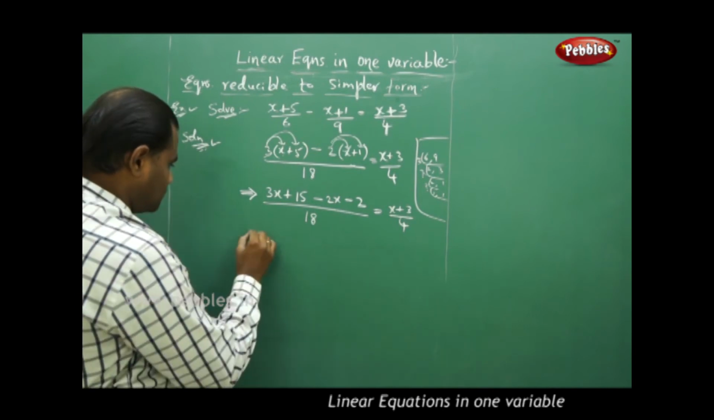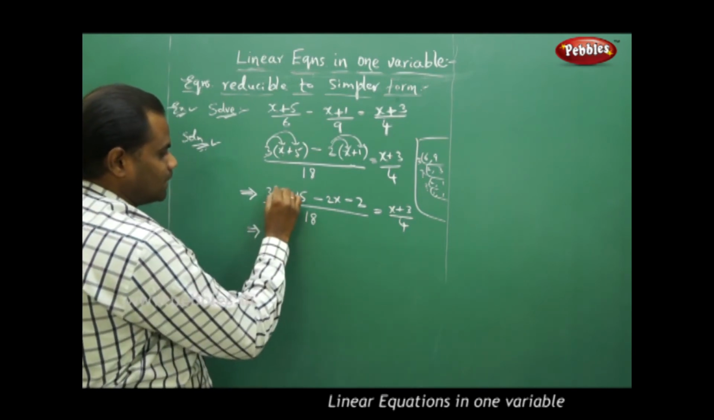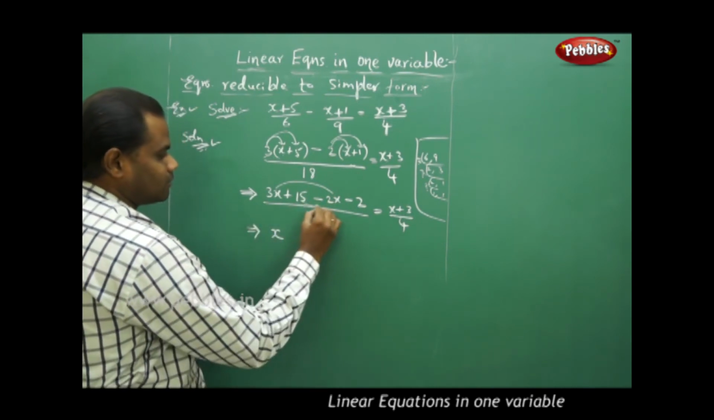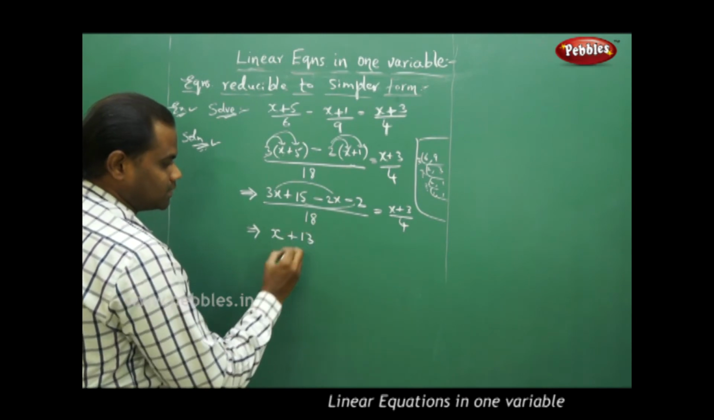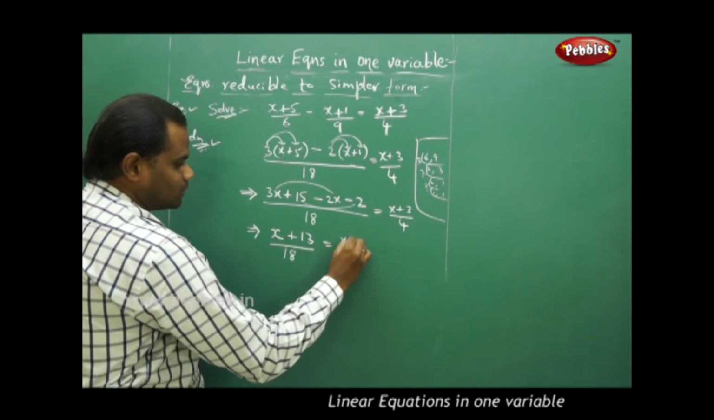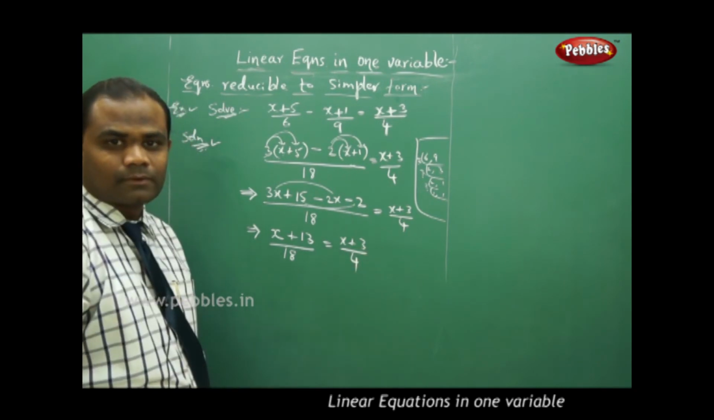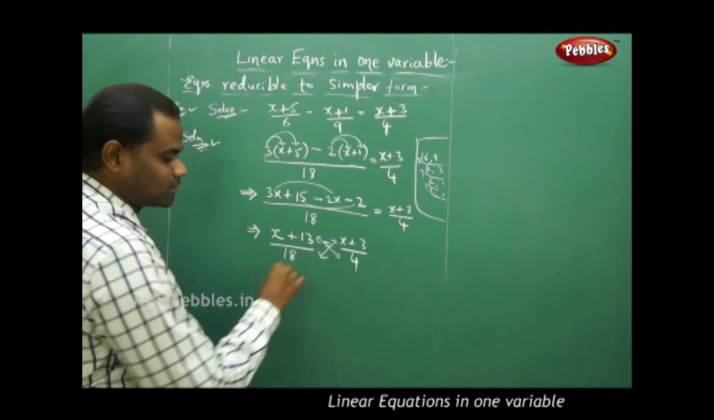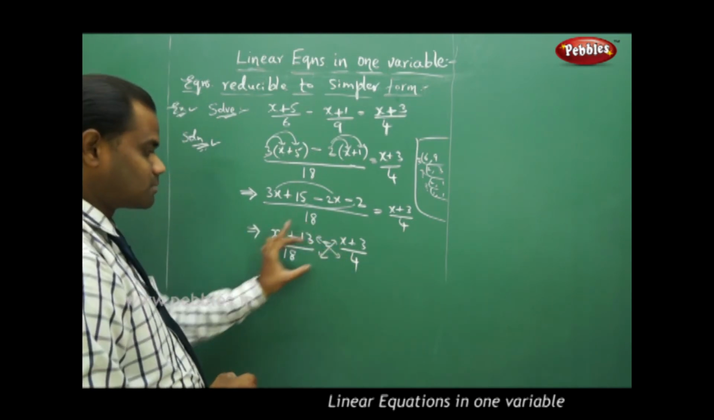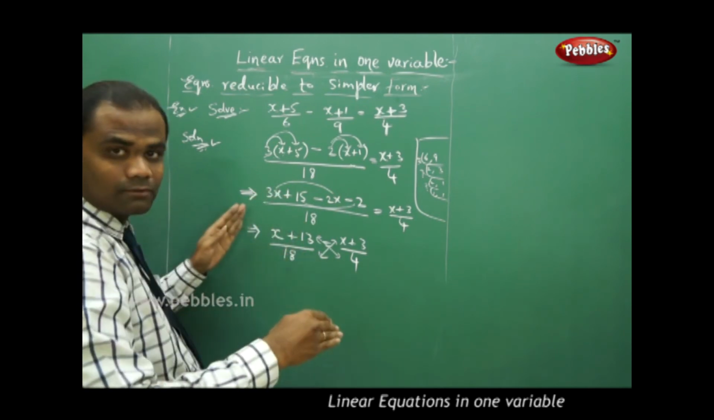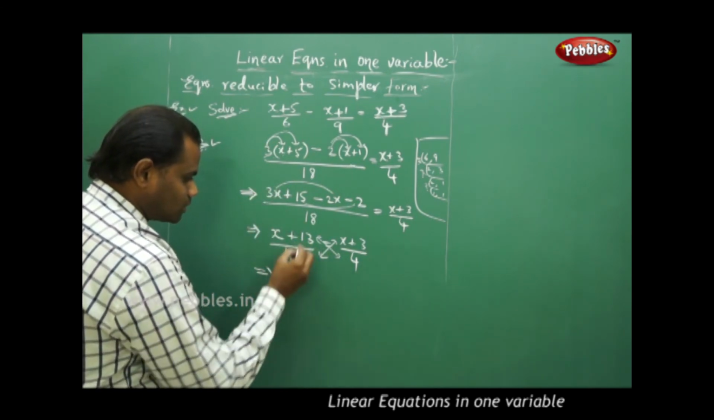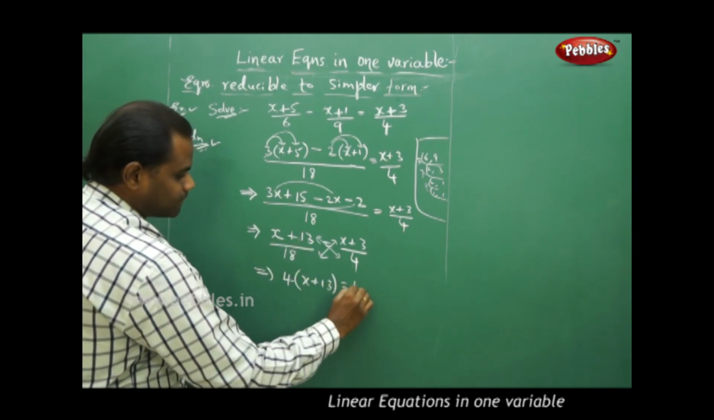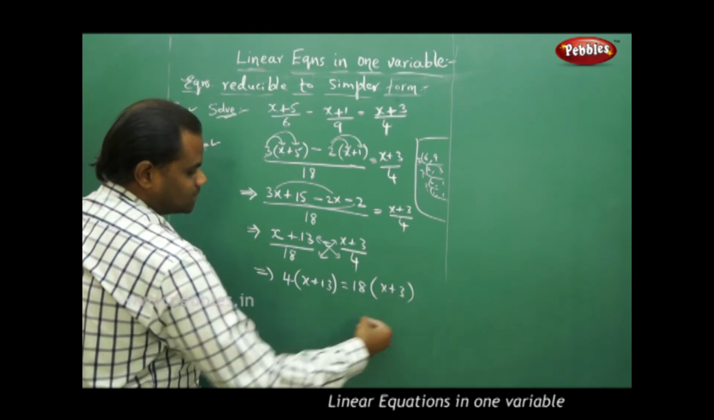Now, on further simplification of the left hand side, I take all the x terms and simplify. So I get 3x minus 2x as x, and 15 minus 2, which would be 13, divided by 18 would give me x plus 3 over 4. Now I further simplify this using the cross multiplication concept, where this gets multiplied with this and this gets multiplied with this in the cross form. So when I cross multiply, I get 4 times x plus 13 is 18 times x plus 3.